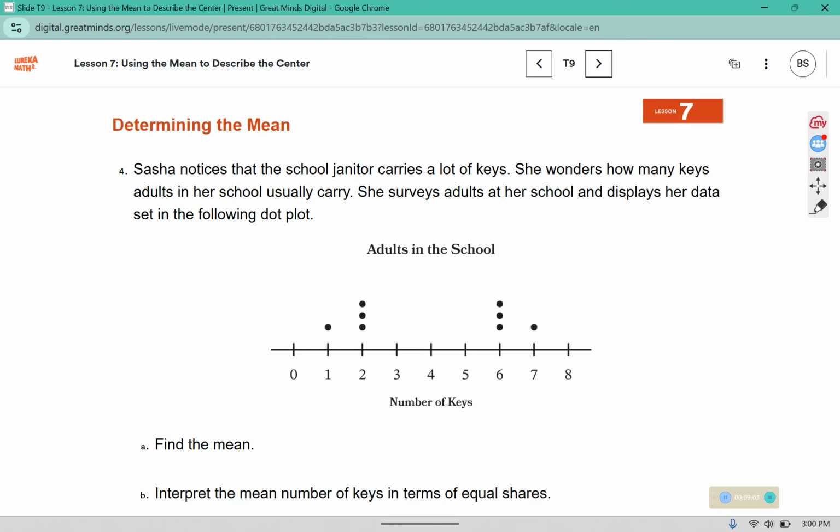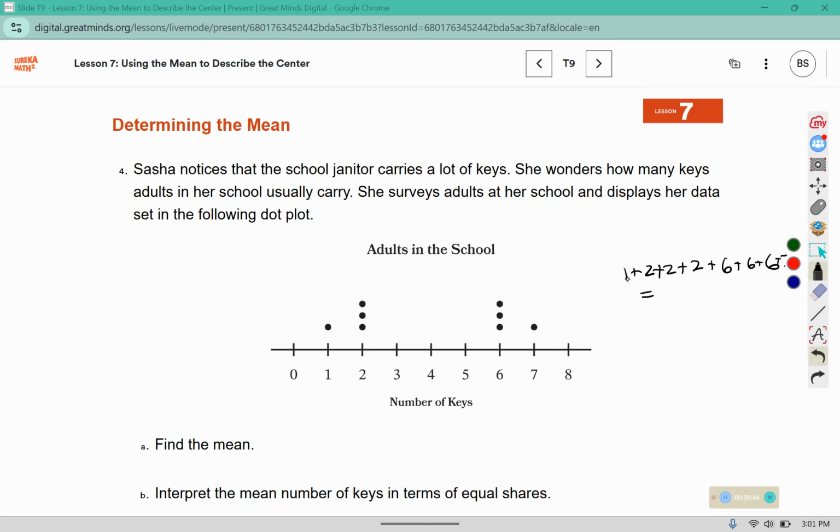Sasha notices that the school janitor carries a lot of keys. She wonders how many keys adults in her school usually carry. She surveys adults at her school and displays her data set in the following dot plot. Find the mean. To find the mean, we're going to put all the keys together and then share them equally amongst the adults. So this adult has 1 key. Then we have 3 adults with 2 keys, 3 adults with 6 keys, and 1 adult with 7 keys.